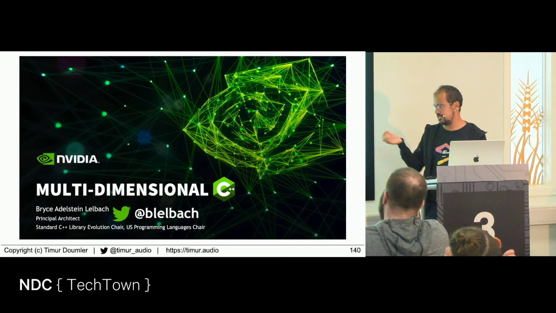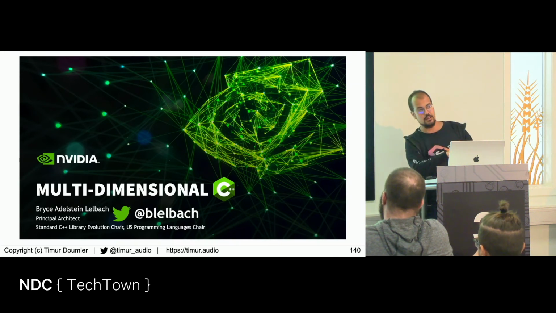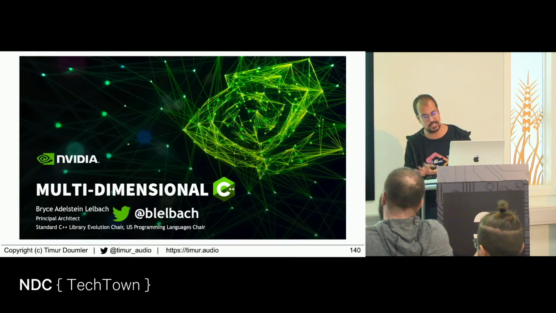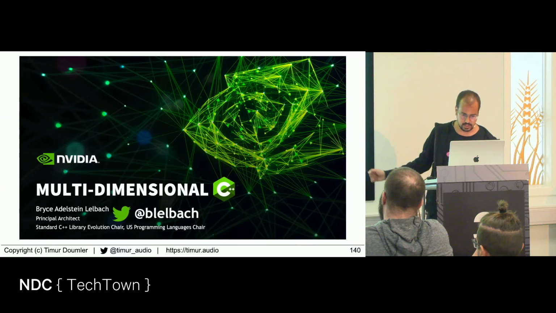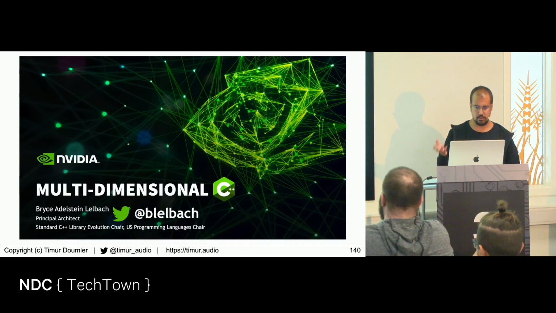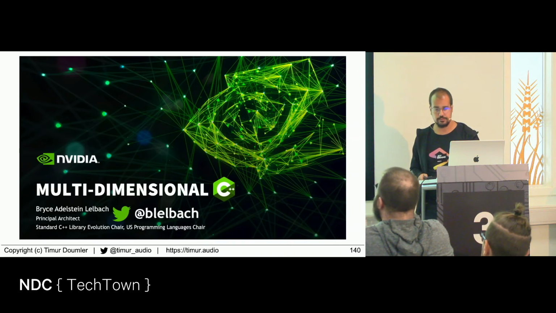So mdspan, as I said, is non-owning, like std::span. There's also std::mdarray, which is essentially the multi-dimensional version of std::vector, which is not in C++23, but it's coming up, hopefully, in C++26. It's the owning version that's going to actually deallocate the memory if it goes out of scope. So that's mdspan. That's really cool.